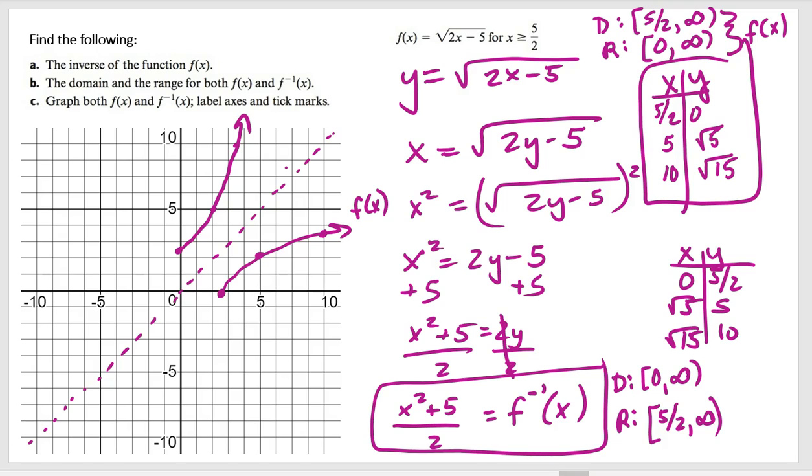And I'll get something that looks like this, and you can see that it's symmetrical about this y equals x, the identity function. So this would be my inverse function, and this would be my regular function.